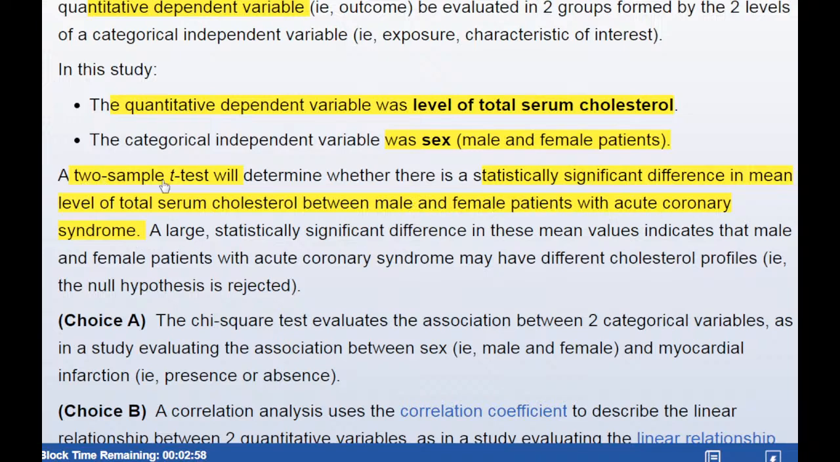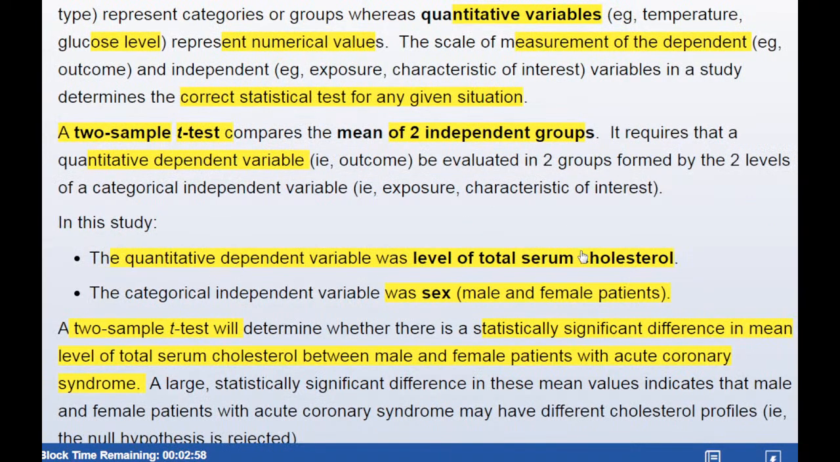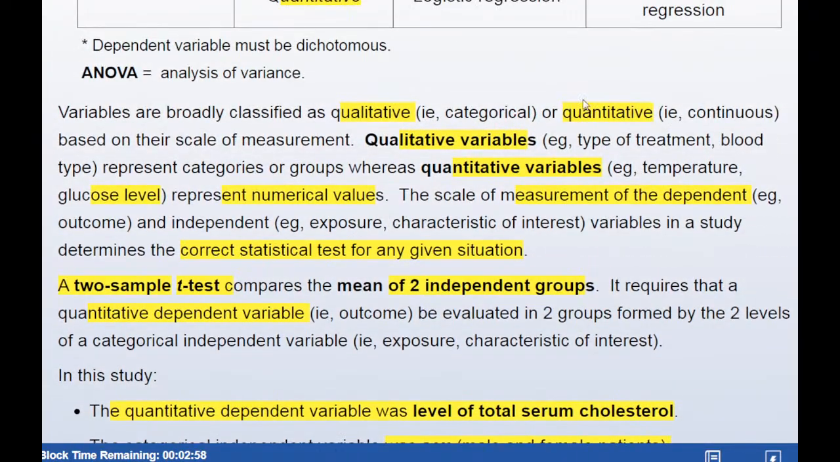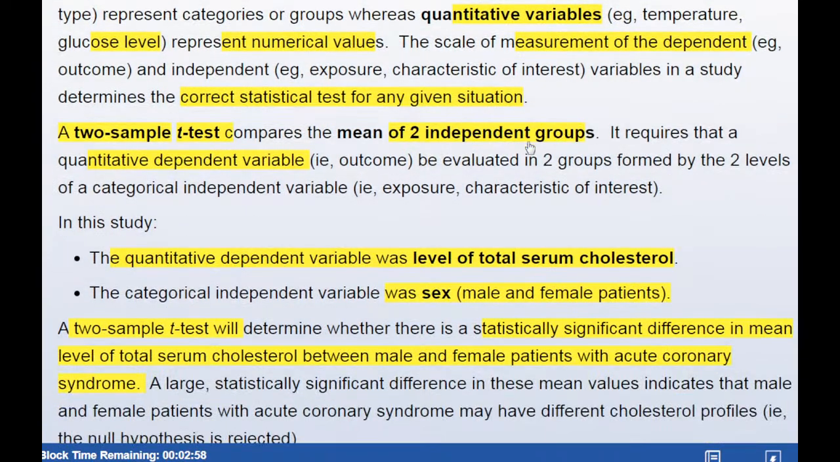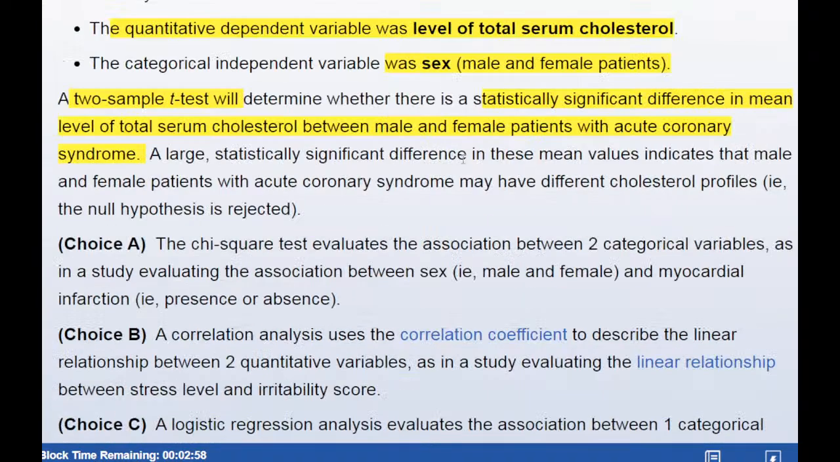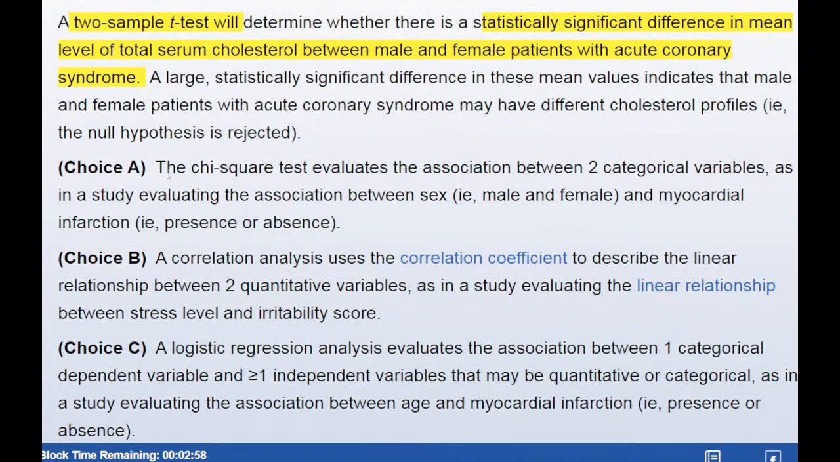So the two sample test is used for two groups. We read it here before. Two groups, independent groups. A difference in those mean values indicates that male and female patients with acute coronary syndrome may have different cholesterol profiles. Okay. In this case, the null hypothesis is rejected. This is something very hard to deal with, that they like to ask you if the null hypothesis is rejected or not.